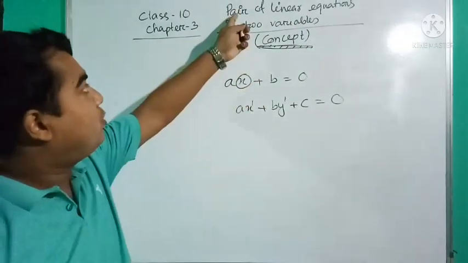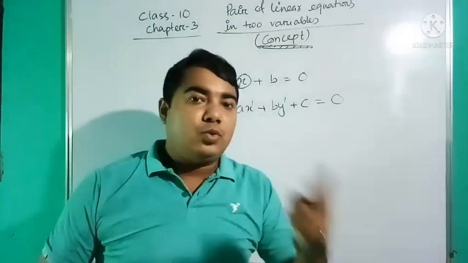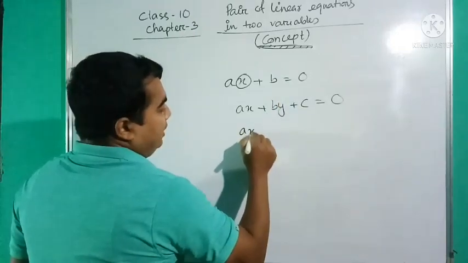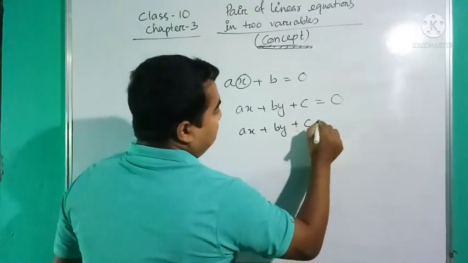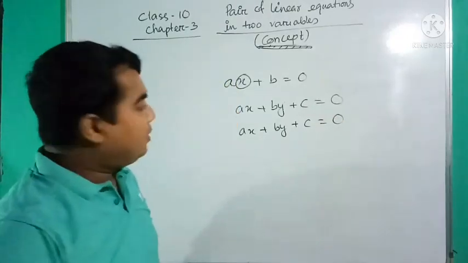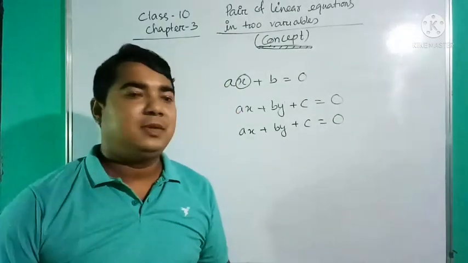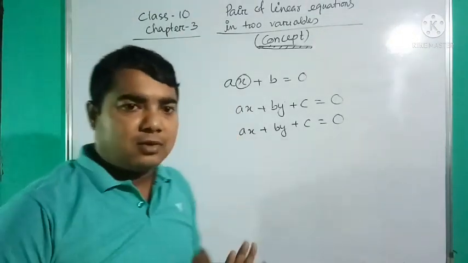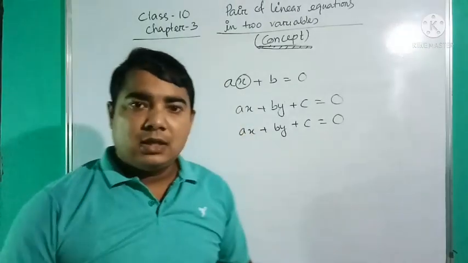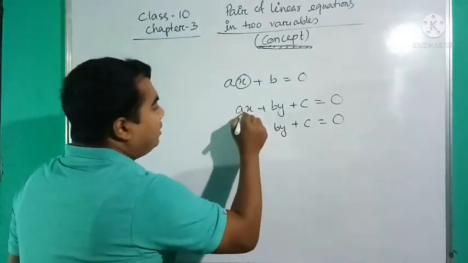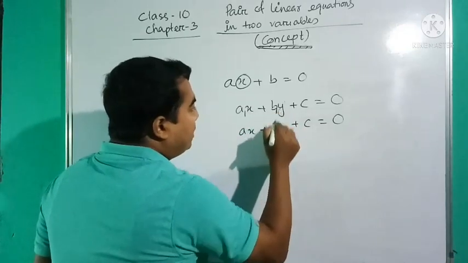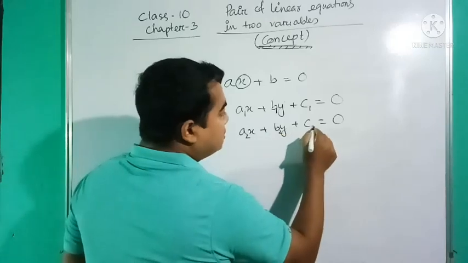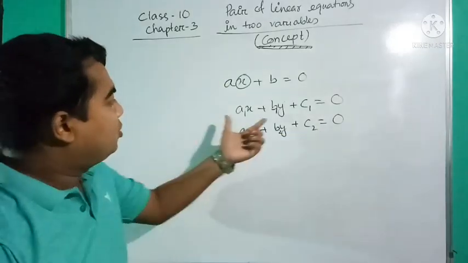But again, see, one more word is given, pair. Pair means two equations. So write one more equation, ax plus by plus c equals 0. But we get confused about which one is the first and which one is the second, because both are the same equations. So apply some different names: a1, b1, c1 for the first, and for the second equation, a2, b2, c2. See, now we have two different equations.